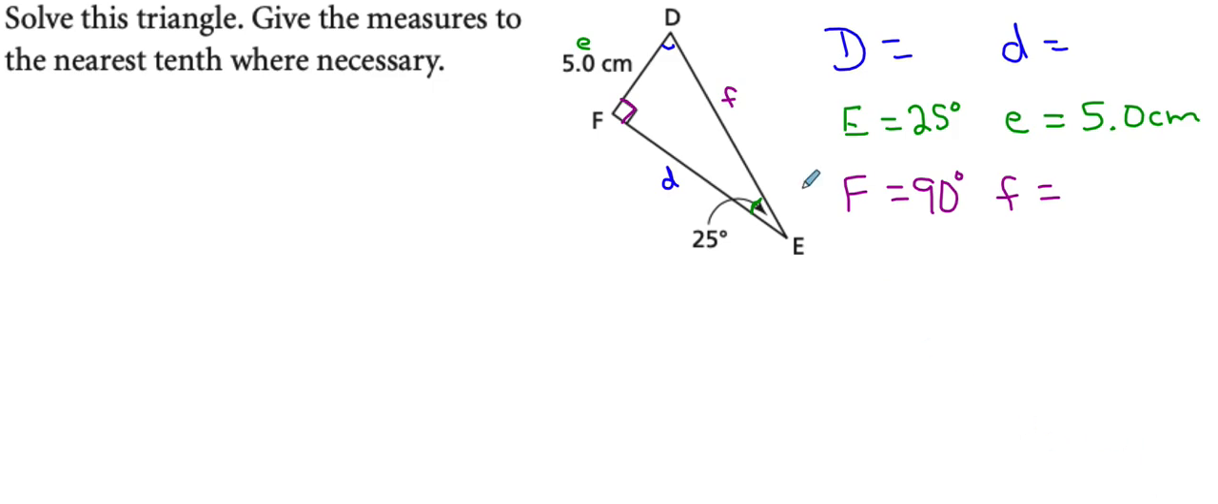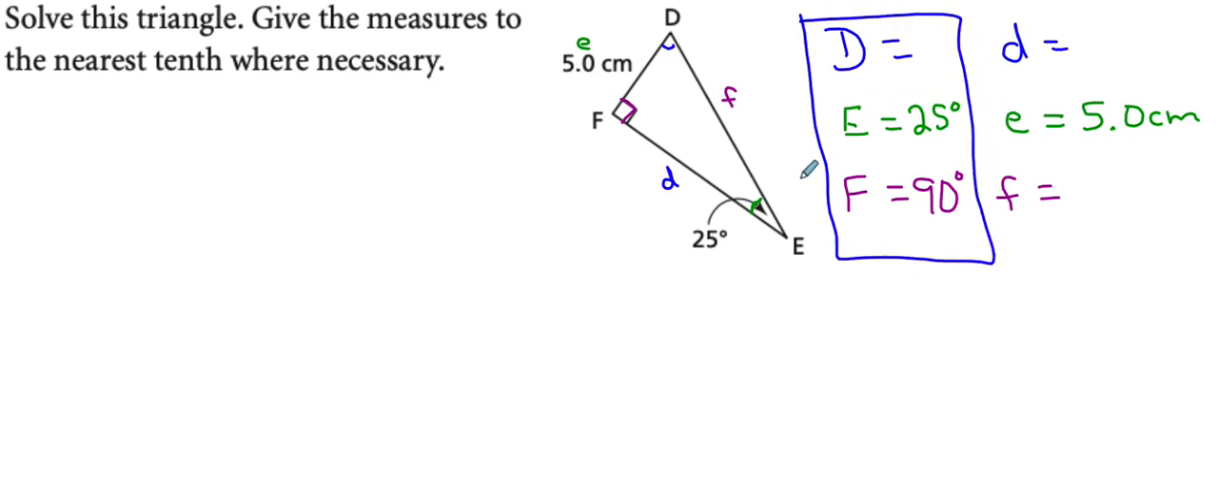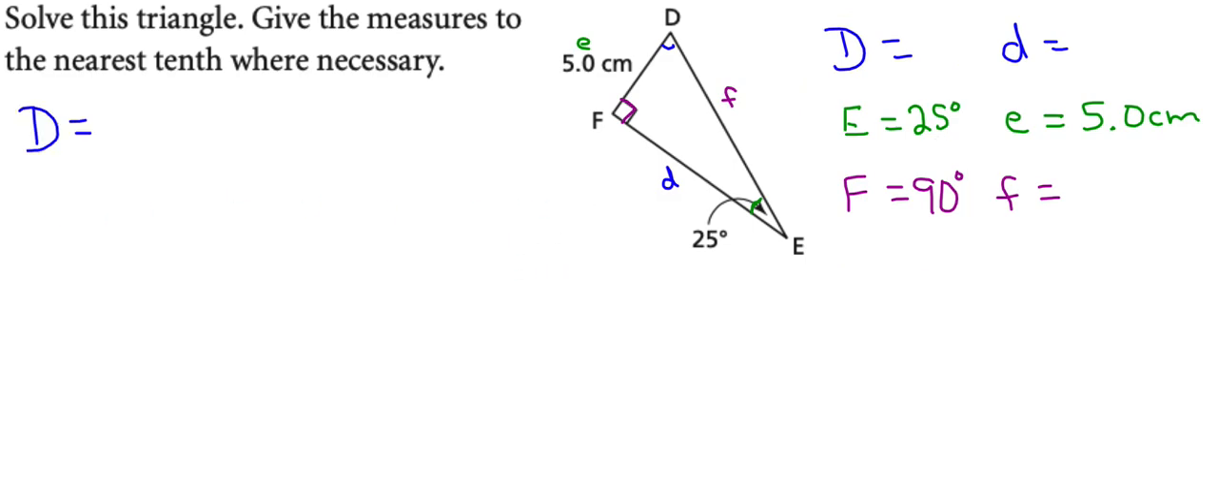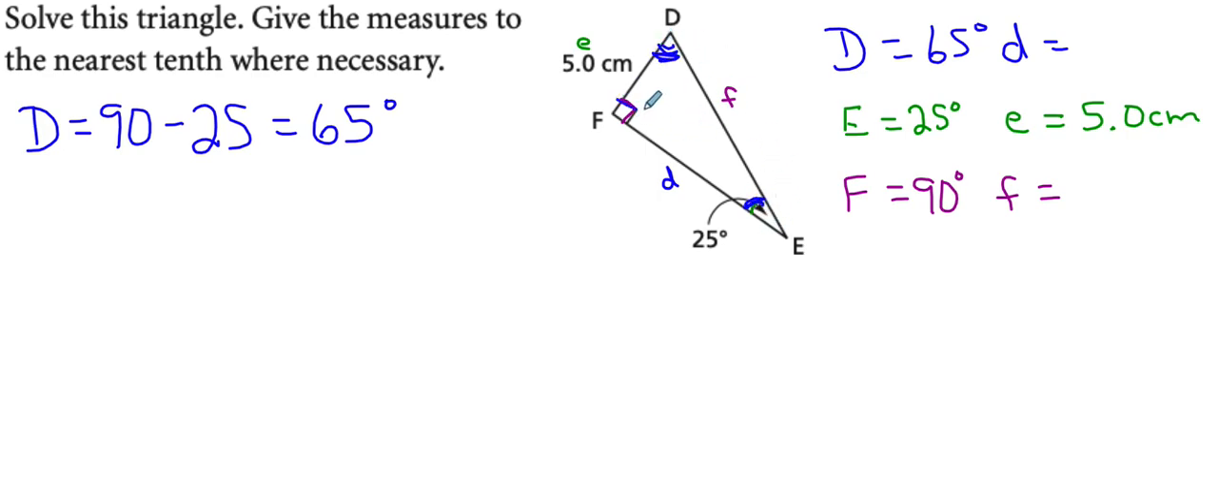And the easiest thing to find is if you know two angles, then you can always find the third angle by subtracting this one from 90. So it's just 90 subtract 25 will give us 65. And we know that because these two angles add together to give you 90 every time, because all three angles add together to give you 180. And that means if this one's 90, then the other two have to add together to give you 90.